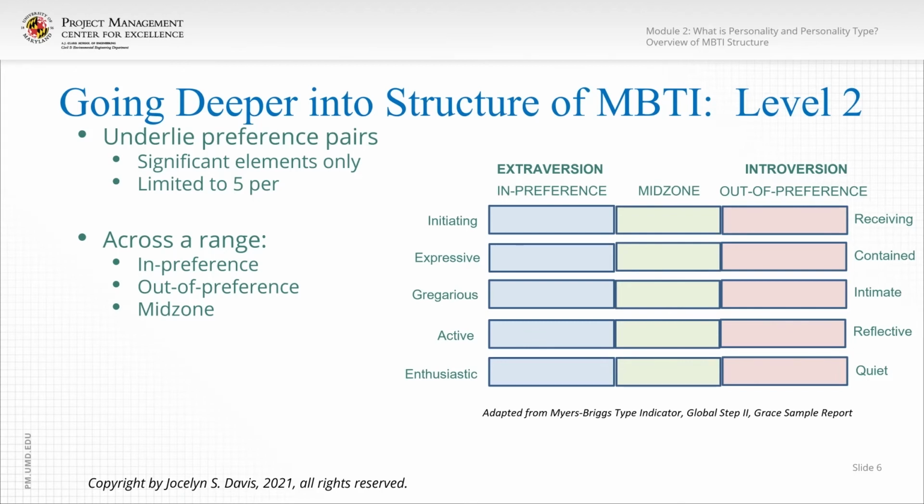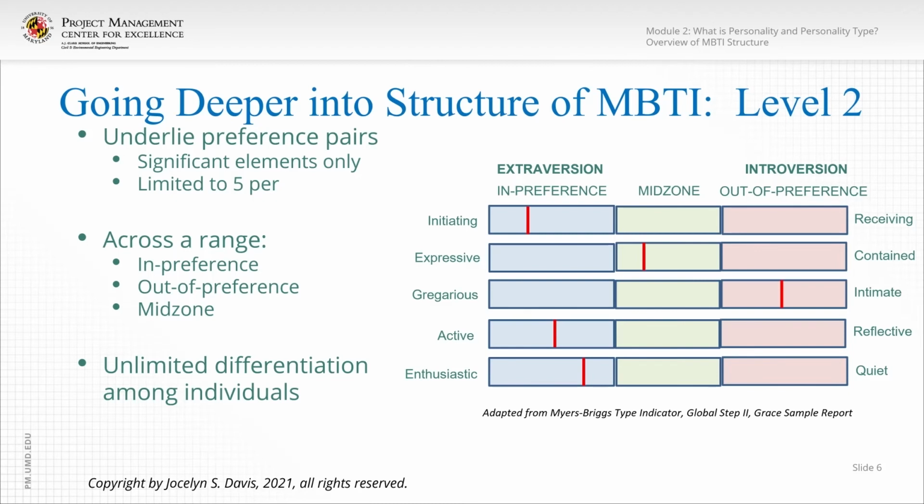Now, I want to show you that it provides unlimited differentiation among individuals. So I've now added the red vertical bars, and they show you what possible results might look like. So in this case, someone is an extrovert, but they're actually mid-zone between expressive and contained, and they're actually out of preference. They're more like an introvert on the facet that runs between gregarious and intimate.